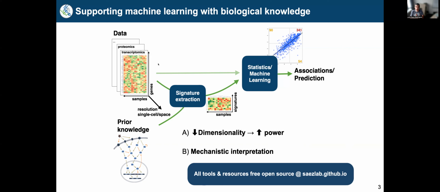And the value is twofold. On one hand, we reduce the dimensionality of the data because the number of features is less than the number of genes, so maybe we have a few dozens of transcription factors instead of thousands of genes. So this increases the statistical power of our approaches. But also, and importantly, these signatures are rooted in biochemical processes, so they have a very direct mechanistic interpretation, and also they are very amenable for follow-up experiments in terms of validation.